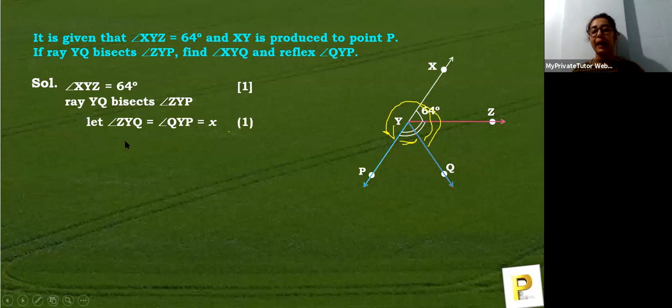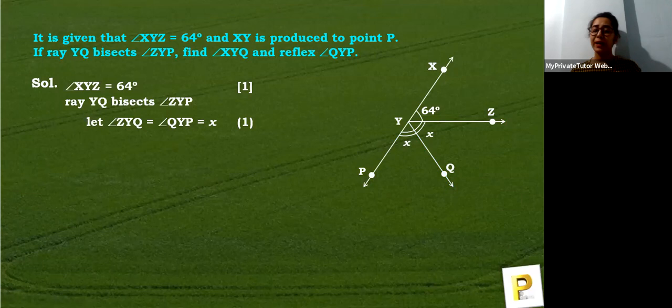So, let angle ZYQ and QYP be equal to X. We have to consider that X. ZYQ, this is this part, and QYP is equal to X. Why both of them as X? Because they are getting equally divided, so the value of both the angles will be equal. Next we have angle ZYP is equal to 2X. Like this whole angle will be 2X, because X plus X is 2X.